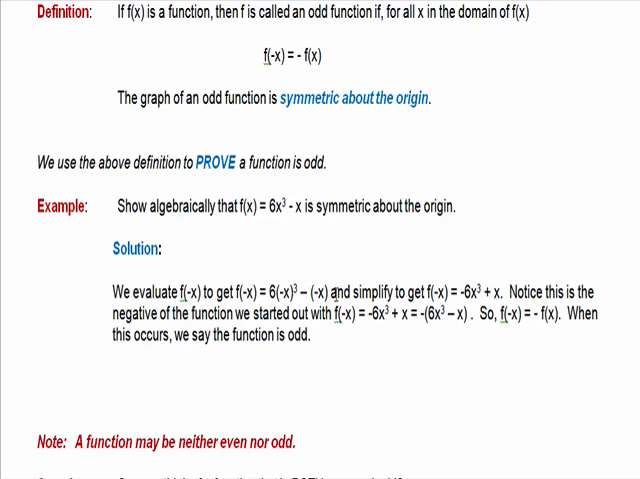When we simplify, we end up getting f(-x) is equal to -6x³ + x. Notice this is the negative of the function we started out with. In other words, when we did f(-x) and got -6x³ + x, if we bring out a negative, that would be the negative of 6x³ - x, and so we notice that is in fact the exact negative of the original function. Therefore we can say f(-x) = -f(x). And again, when this occurs, we say the function is odd.